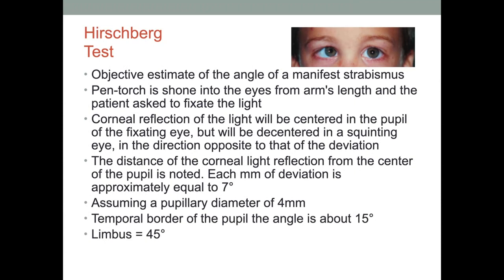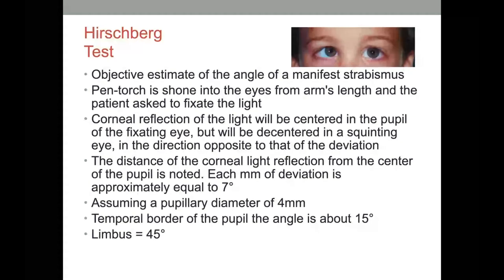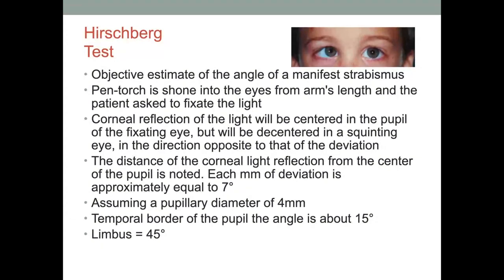So in the Hirschberg test, it's an objective estimate of the angle of manifest strabismus. So a pen torch is shone in the eyes from arm's length, and the patient is asked to fixate on the light. The corneal reflex on the light will be centered in the pupil of the fixating eye, but it will be decentered in a squinting eye in the direction opposite to that of the deviation.